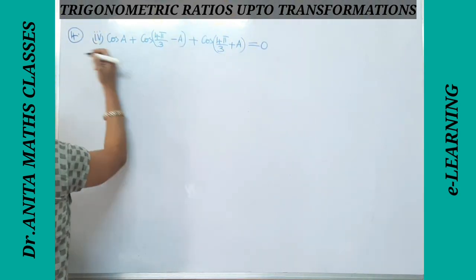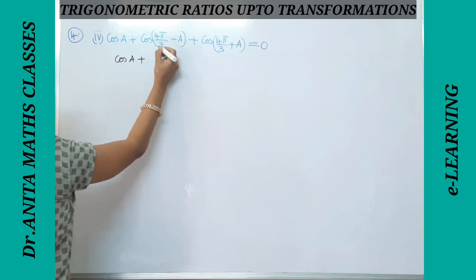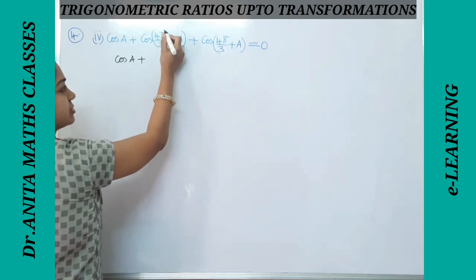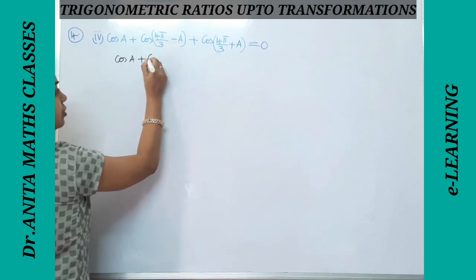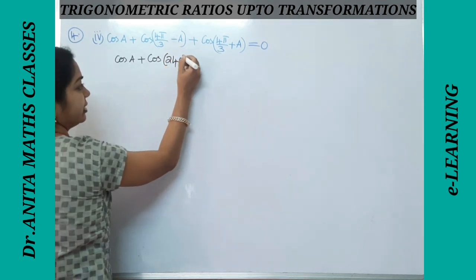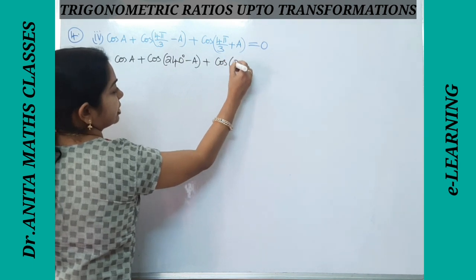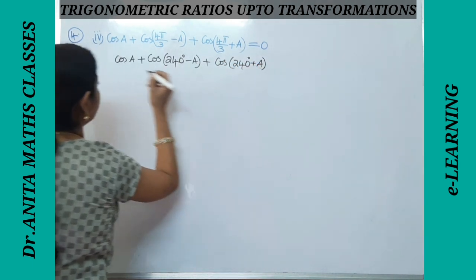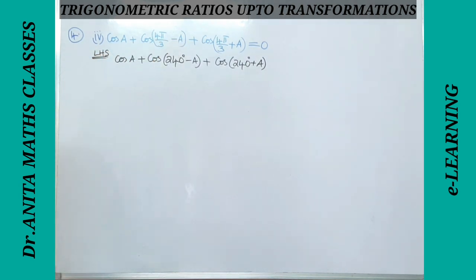Now here, cos A plus cos 4 pi. 4 pi means 4 into 180 by 3. So 180, 360. So that comes to cos 240 degrees minus A plus again cos 240 degrees plus A. Okay, we are doing the LHS part only. We have to get the value as 0.